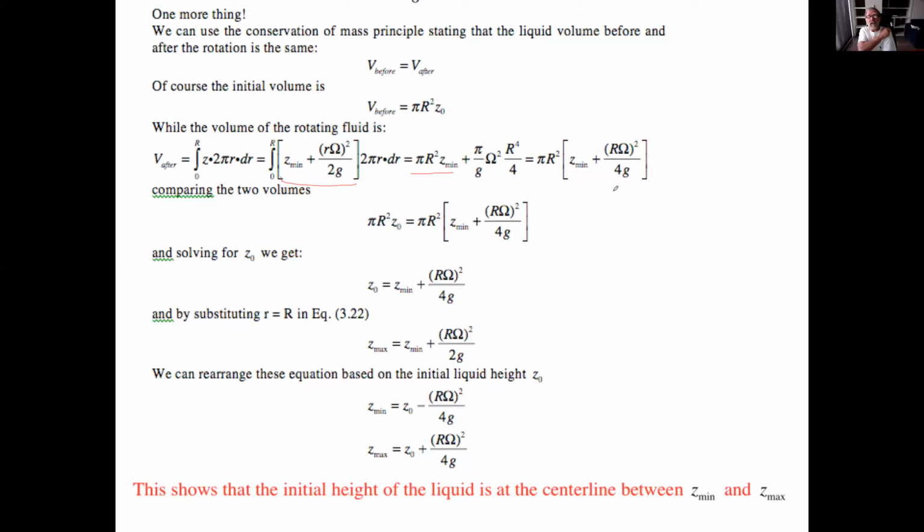Okay, now we have to compare the two volumes. So we compare this one, which we integrated, to the other one. And why are we doing that? Because we're trying to figure out how Z0 relates to Z minimum here. What's the relation between the two? So I compare the two, and then it's just algebra, trying to solve for Z0. Solve for Z0, just divide by pi r squared.